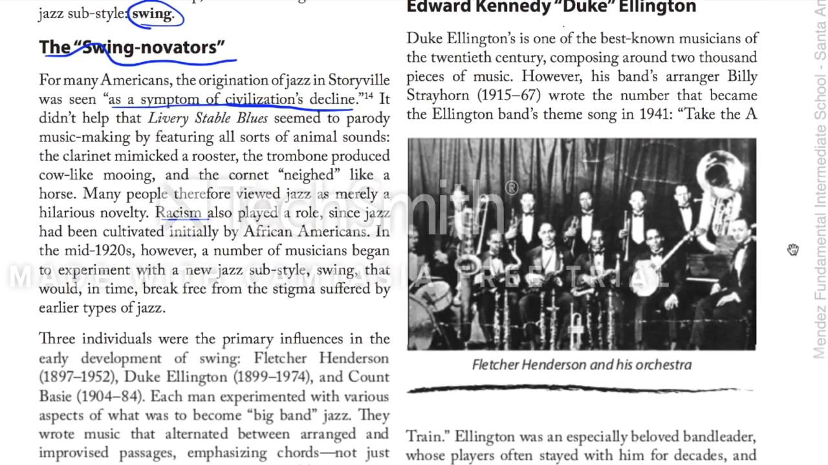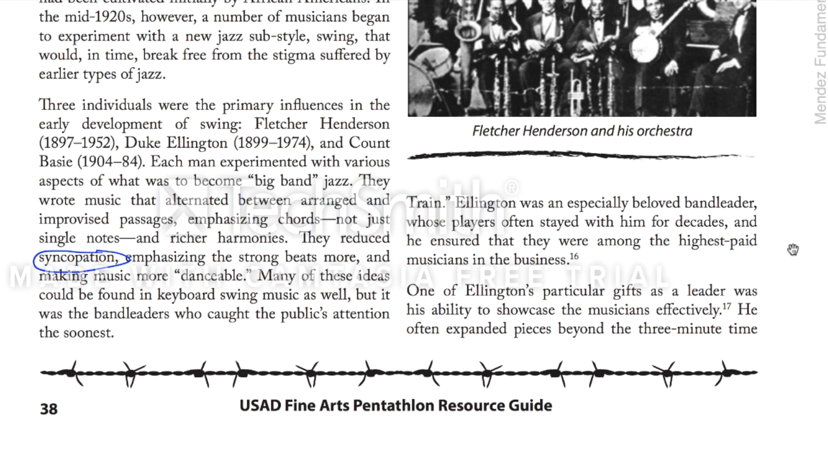Edward Kennedy, Duke Ellington. Duke Ellington is one of the best-known musicians of the 20th century, composing around 2,000 pieces of music. However, his band's arranger, Billy Strayhorn, wrote the number that became the Ellington Band's theme song in 1941, called "Take the A Train." Ellington was an especially beloved bandleader whose players often stayed with him for decades, and he ensured that they were among the highest-paid musicians in the business.